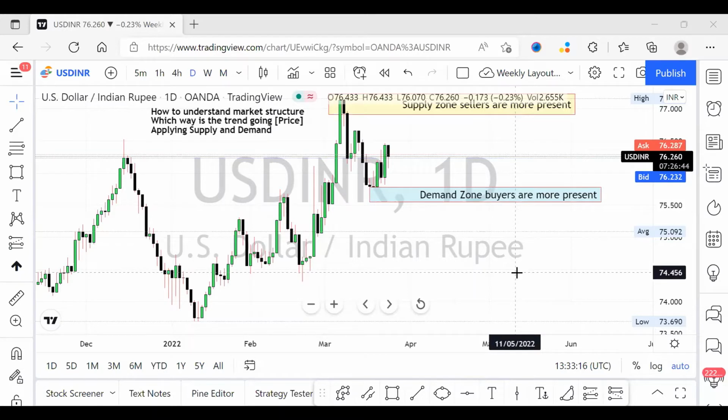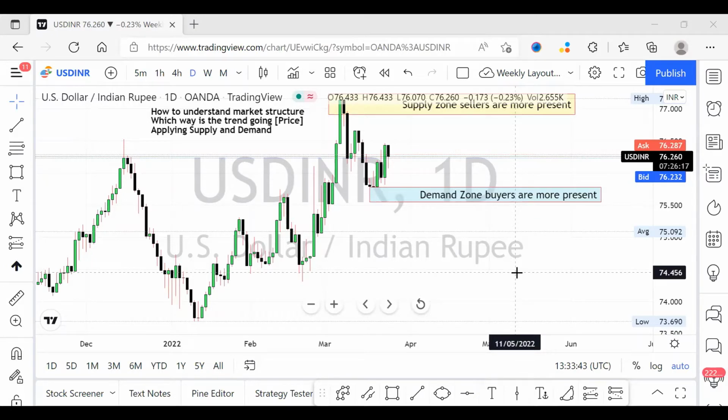Today we are going to be understanding how to understand market structure. It is quite evident that a lot of you are still making these little silly mistakes trying to identify the trend and applying some supply and demand. First of all, to understand market structure, you must understand which way the market is moving. Is it bullish or bearish?